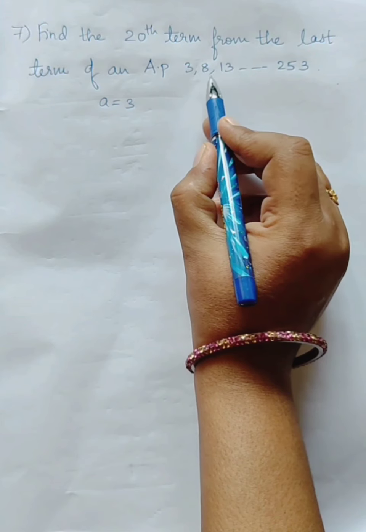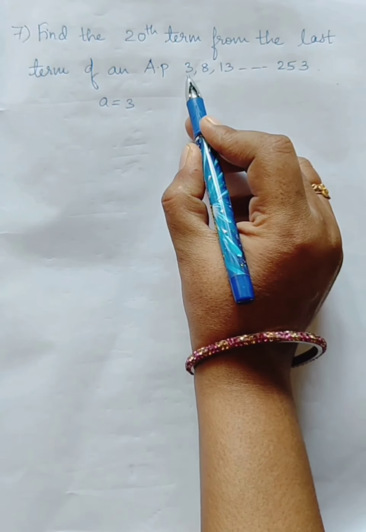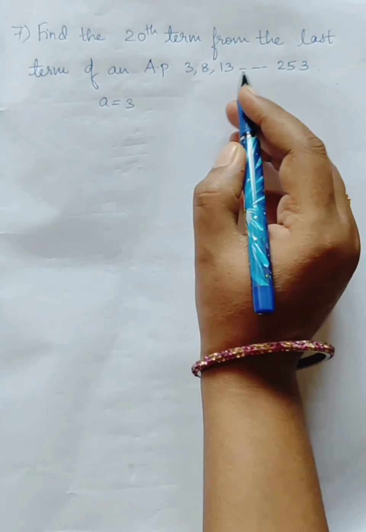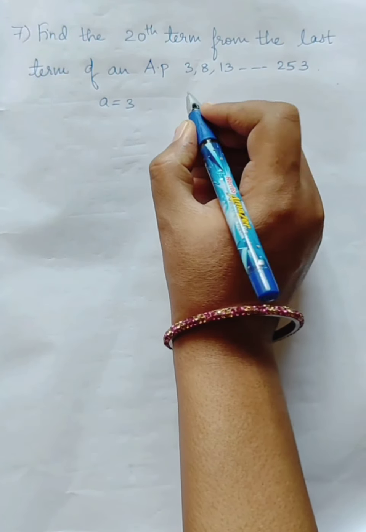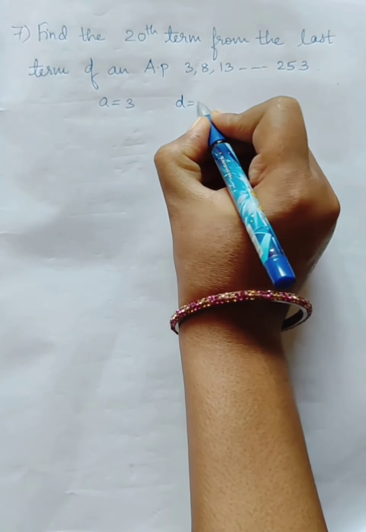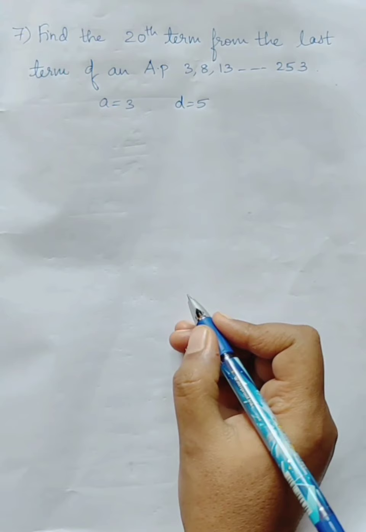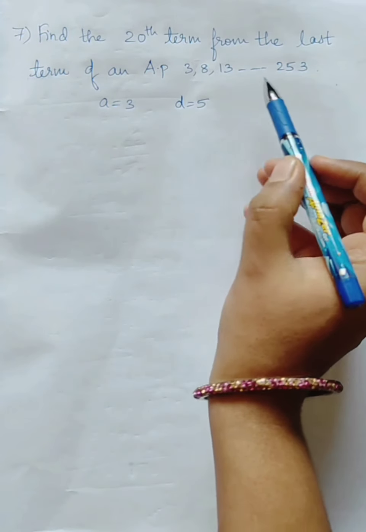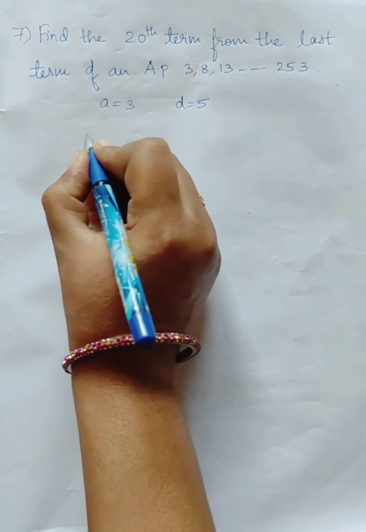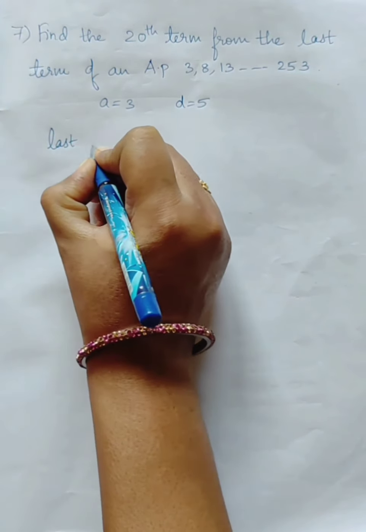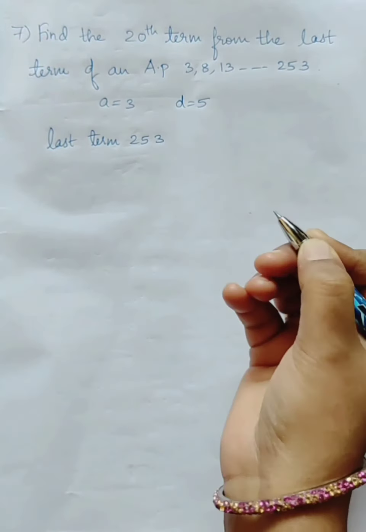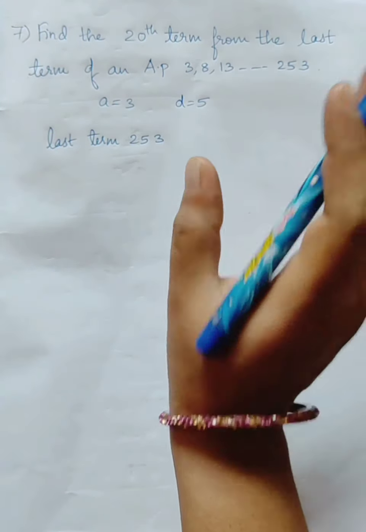What is the common difference here? See, 3 plus 5 is 8, 8 plus 5 is 13. So the common difference is 5. Every time you add 5, you get the next term. So D is equal to 5. Now what is the last term according to the question? The last term is 253, and D is equal to 5.